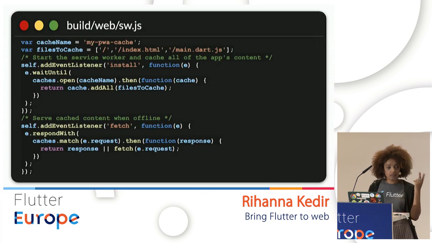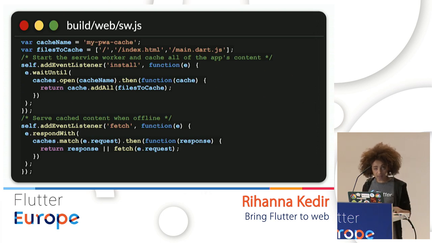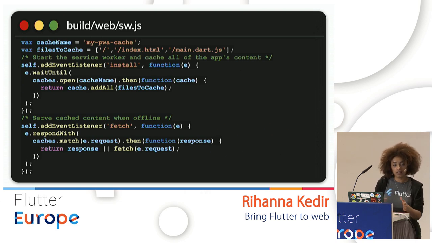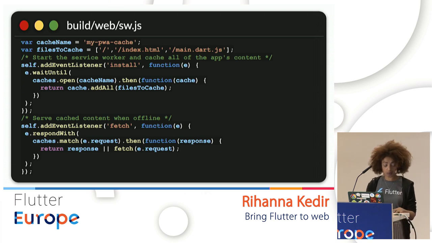And the second thing we do is creating the service worker. So we're going to create a JavaScript file. And in this case, service workers have their own life cycle. They are registered, installed, and activated. Service workers, as I said, can act like a proxy by listening to the network requests and responding.